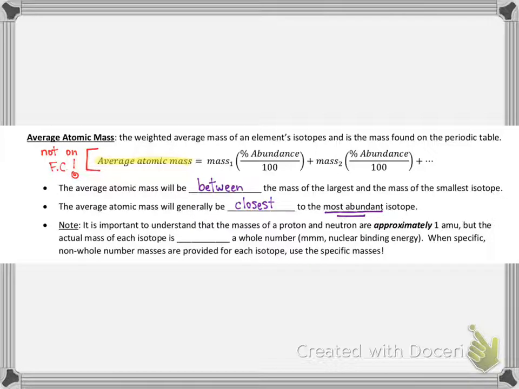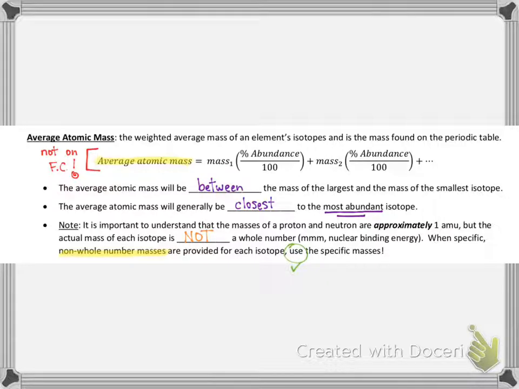It turns out the masses of a proton or a neutron are approximately 1 atomic mass unit, 1 AMU, but the actual mass of each isotope is not a whole number. That's because of the nuclear binding energy required to hold all those protons and neutrons together in the nucleus. So the reason that matters is if they give you these specific, long, annoying, non-whole number masses to use for each isotope, you have to use the specific non-whole number masses if they are provided. That's it for the theory.